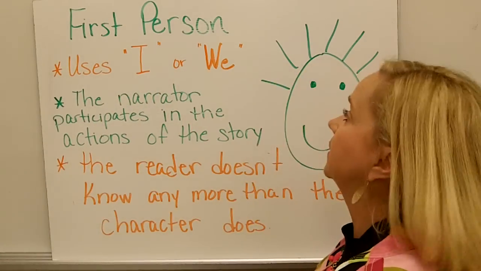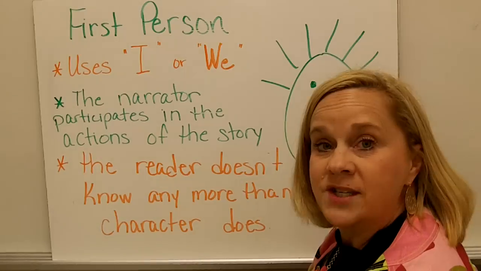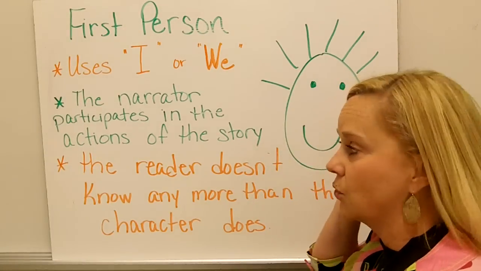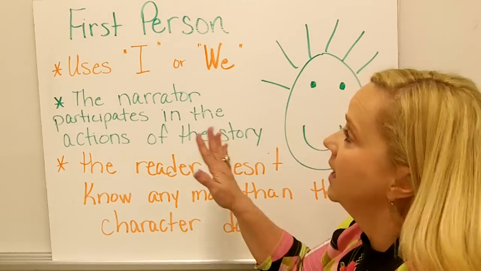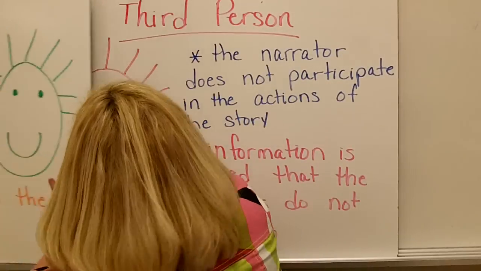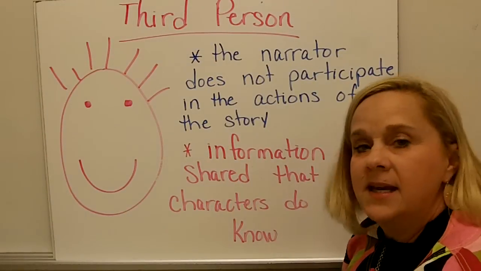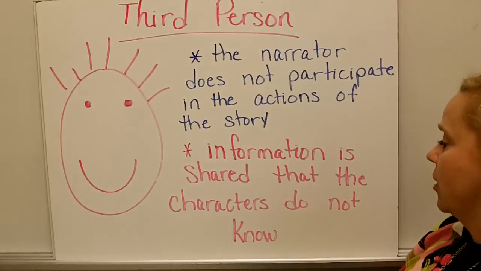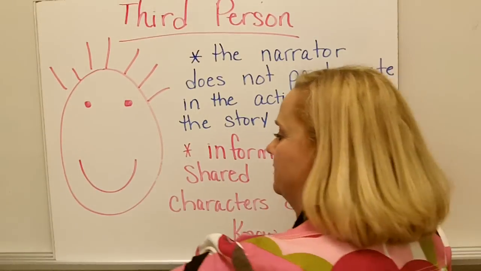All right, let's take a look at first person. When a story is told in first person, it uses the words I or we. The narrator participates in the actions of the story, and the reader doesn't know any more in the story than the characters know. And this is first person. All right, third person. The narrator does not participate in the actions of the story in third person. Information is shared that the characters don't know, and this is considered third person.